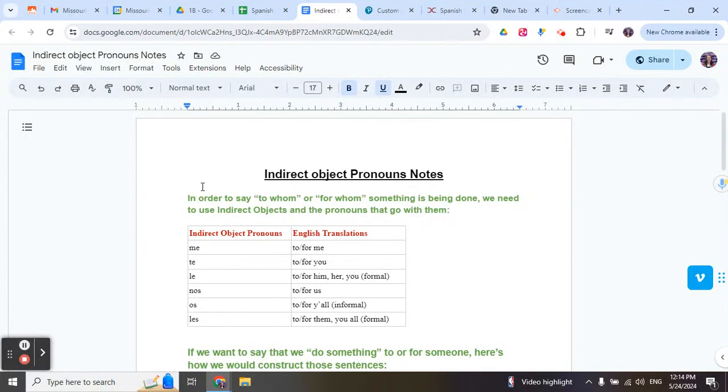Indirect object pronouns are what we use when we want to indicate to whom or for whom something is being done. So let's make sure we can pronounce these first, and then I'll show you how they work. They're not too complicated at all.